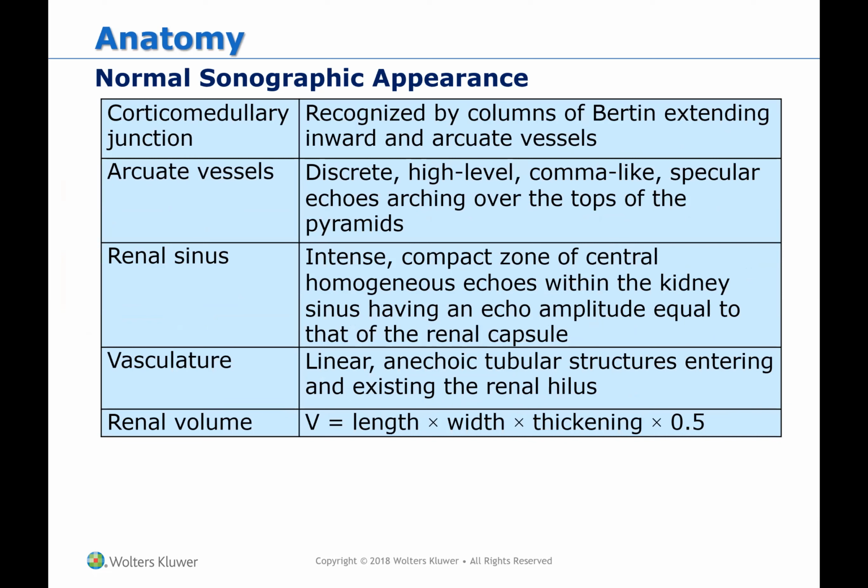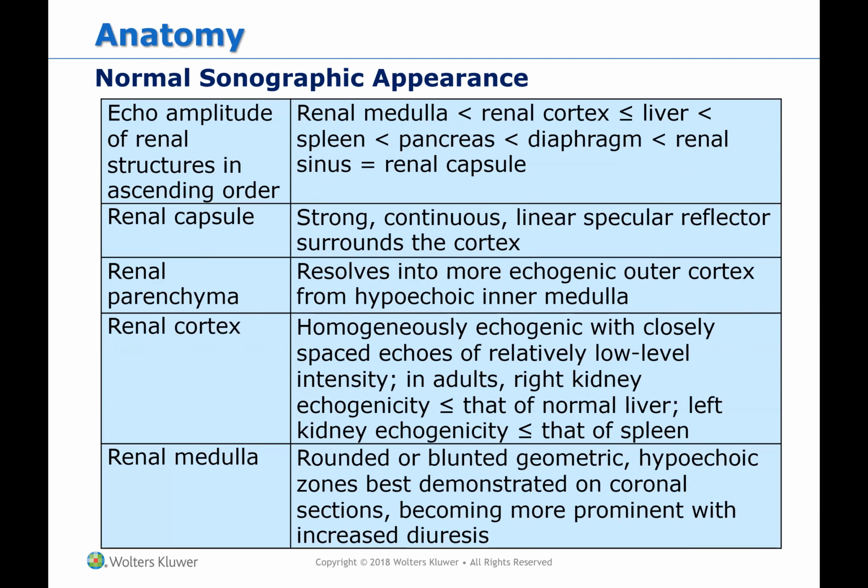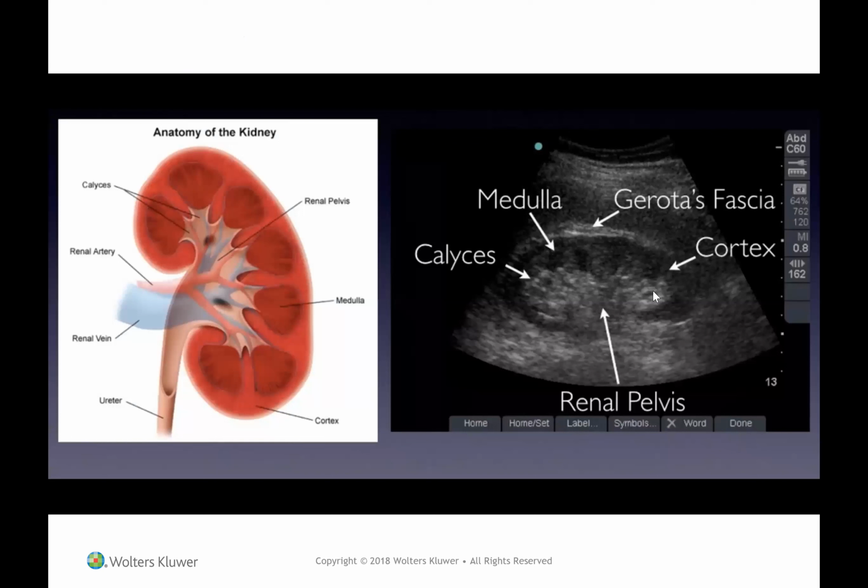And the renal sinus is the compact zone of the central homogeneous echoes within the kidney sinus, having an echo amplitude equal to or greater than that of the renal capsule. So what they're talking about there, in terms that are easier to understand, is all this bright area here. This is the renal pelvis, renal sinus.